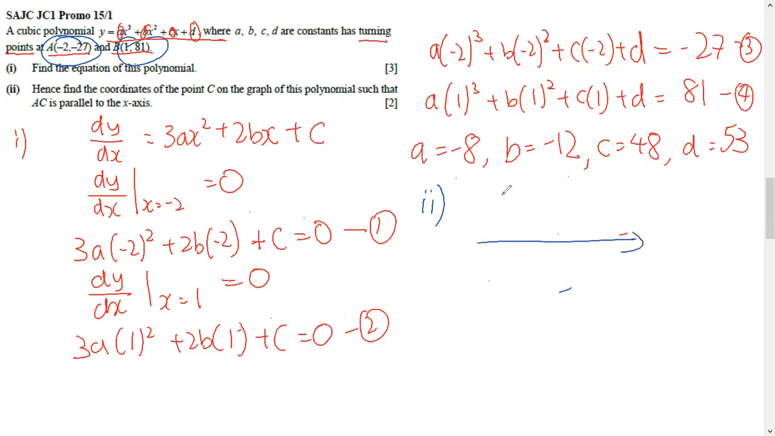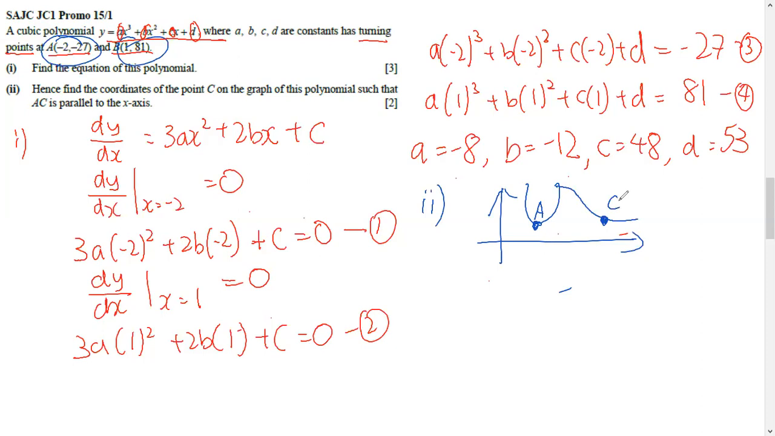I'm just going to quickly, randomly draw a graph. Let's say this is my point A, which I know. The coordinate is -2, -27. Without knowing, C must be somewhere here.